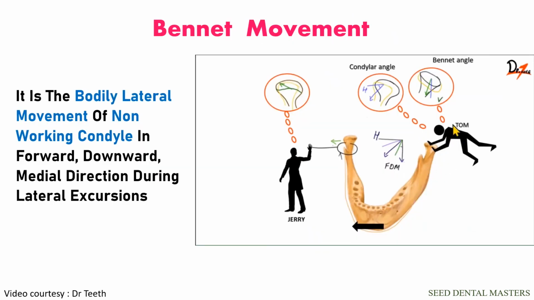Now this lateral translation or bodily movement of the non-working side of the condyle in forward, downward and medial direction is known as Bennett movement, and it is usually around 1 to 4 mm.